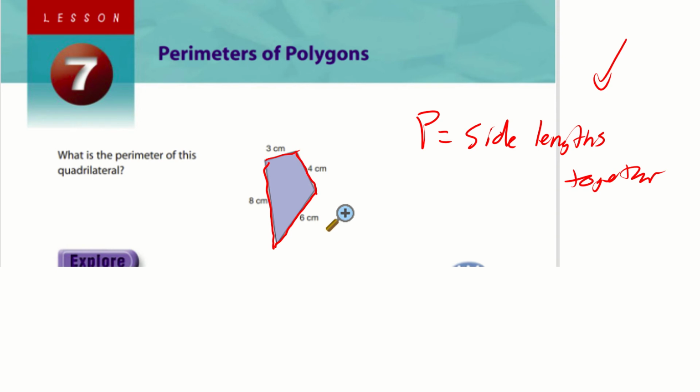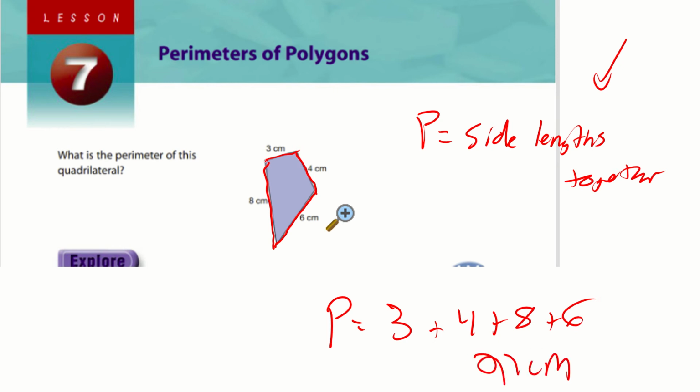This is a polygon, guys. It is a shape with sides, and they all have measurements in centimeters. This one isn't a square or a triangle, it's just called a polygon. So the formula is P equals 3 plus 4 plus 8 plus 6. 3 plus 4 is 7, plus 8 is 15, plus 6 is 21 centimeters. What this means is that 21 centimeters makes up the exterior of this shape.